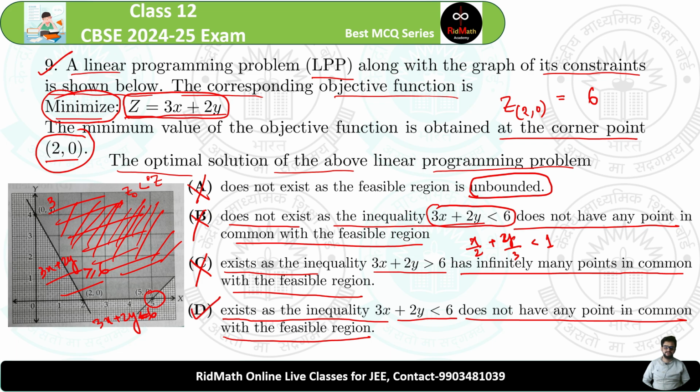This is the correct option because the inequality 3x plus 2y less than 6, this is the region. This region has no common point with the feasible region, because this is the feasible region. So that means option D is correct: the inequality 3x plus 2y less than 6 does not have any point in common with the feasible region. So this region has no common point with this feasible region. So D option is correct.